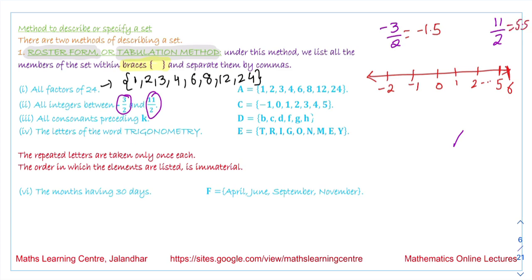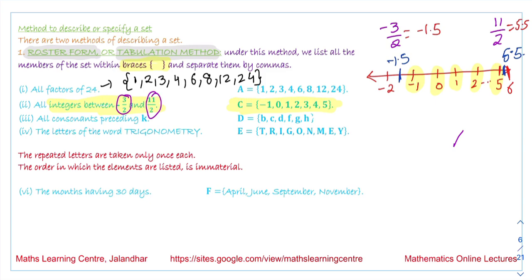So where these numbers are lying, -1.5 is over here, and 5.5 is over here. The integers we are talking about are -1, 0, 1, 2, 3, 4, and 5. So this is the collection we are talking about: all integers between -3/2 and 11/2. Next is all consonants preceding K.